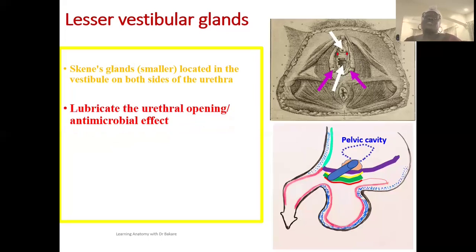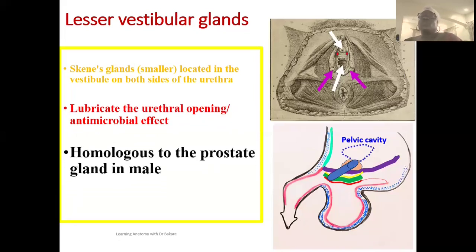We say that the urethra opens into this region that is highlighted in white. So what they secrete helps to lubricate this region. It is also seen to present antimicrobial effects. The lesser vestibular gland is homologous to the prostate gland in male.